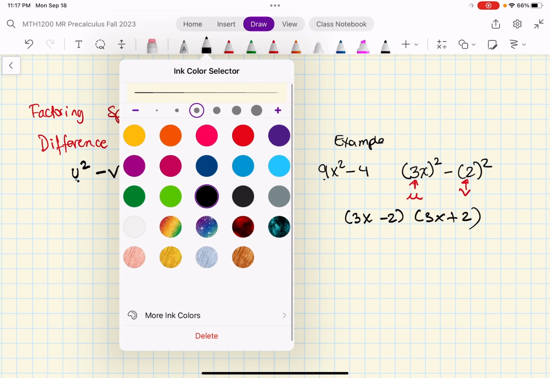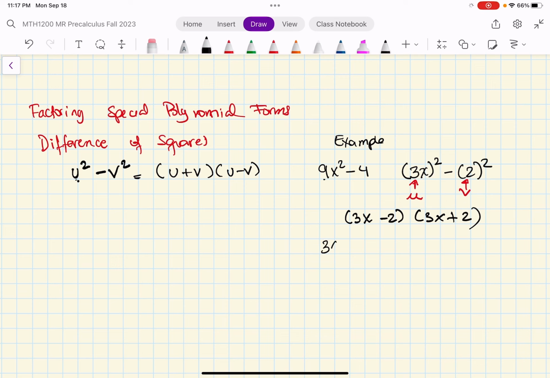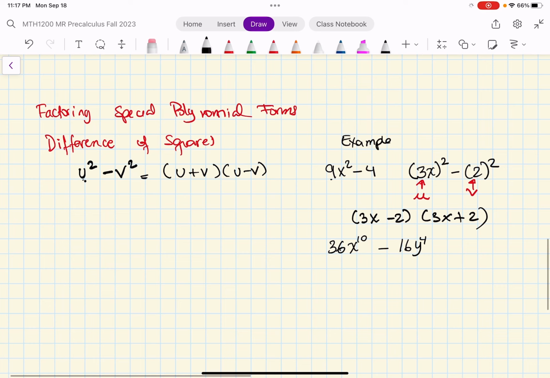Let me do one more example. So let's say you have 36x to the 10th minus 16y to the 4th. I'm making this one a little bit complicated just so you can see this. But any even exponent right here is a perfect square. So this would work. So 36 is a perfect square. X to the 10th is a perfect square. 16 is a perfect square. Y to the 4th is a perfect square.